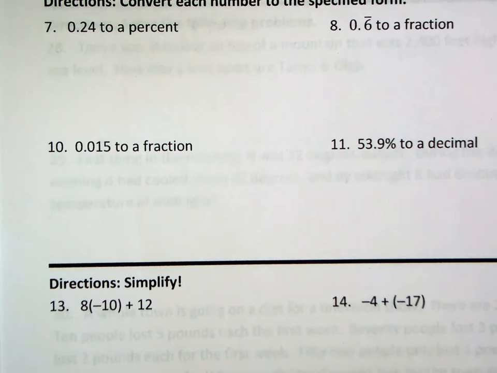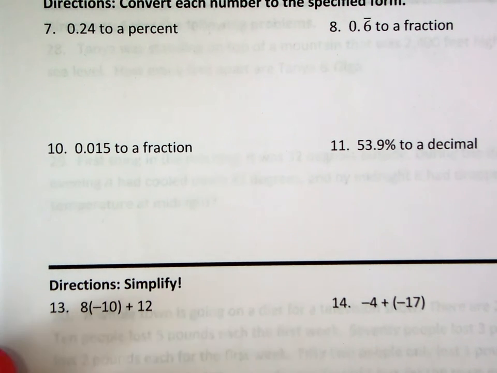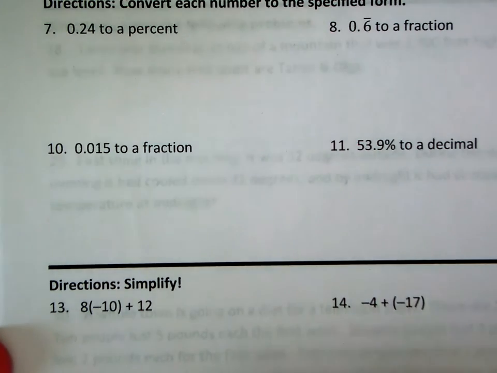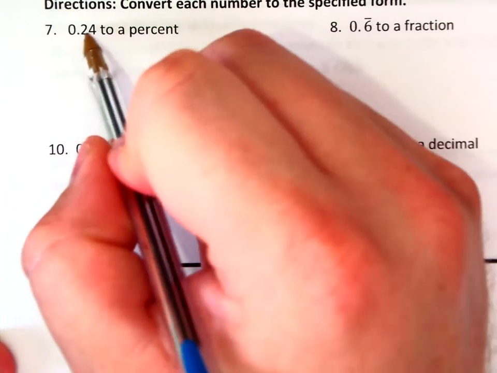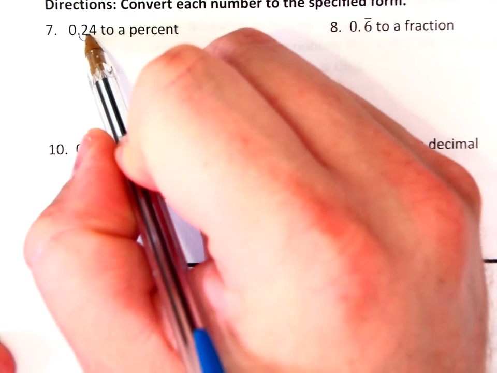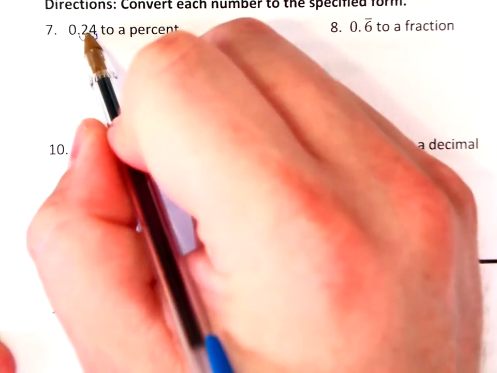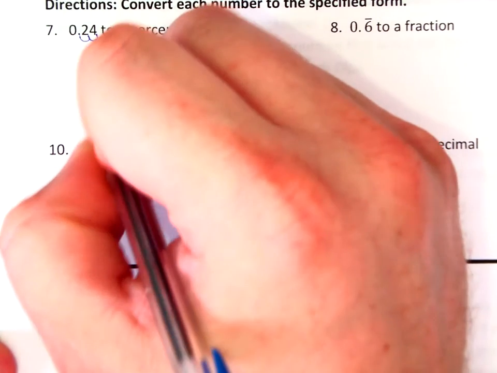We'll now be looking at problems 7 through 12. Convert each number to the specified form. Our first problem says convert 0.24 to a percent. Most of you guys are doing pretty well with converting to a percent. We will have to remember, anytime we're converting to a percent, we have to move the decimal over 2 places. So this 0.24 will turn into 24%.